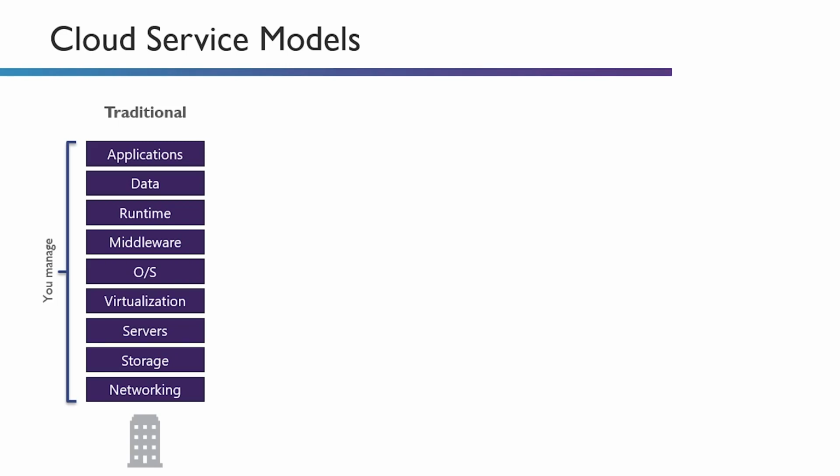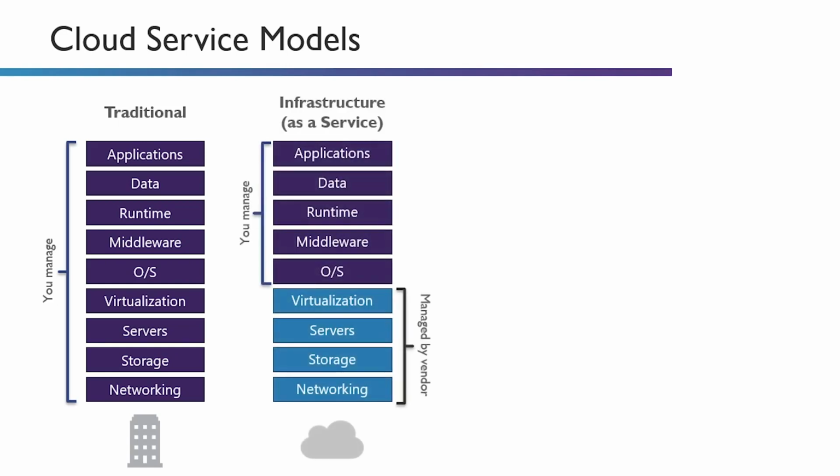Well, cloud came along, after virtualization, built upon that idea and gave us additional models. The first one being infrastructure as a service, also known as IaaS in the industry. The big difference being that we no longer manage those bottom four pieces of the stack. So that takes away networking, storage, servers, and virtualization. In the Azure world, Azure will manage all of those for us.